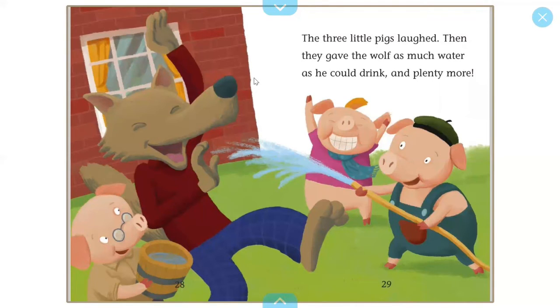The three little pigs laughed. Then they gave the wolf as much water as he could drink and plenty more. All laughing, having fun now. So there were a lot of quotation marks in this book. If you need some more books to read, find some books that have some quotation marks in them to practice.